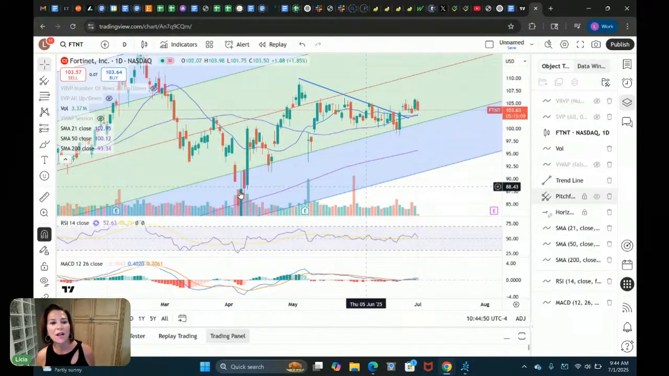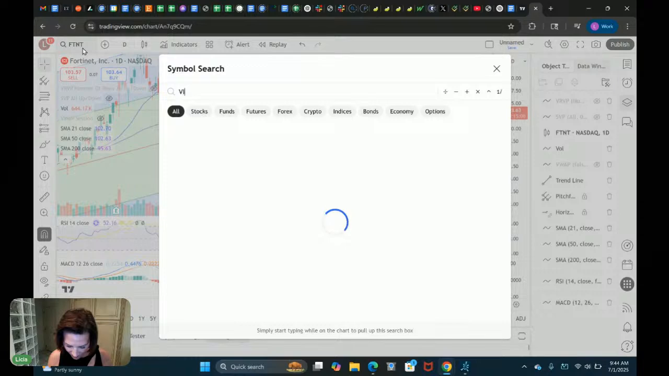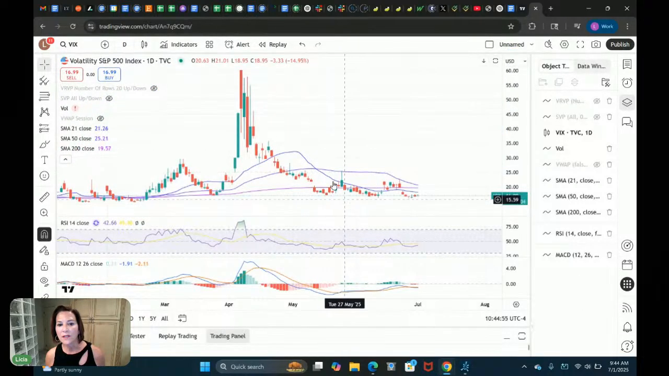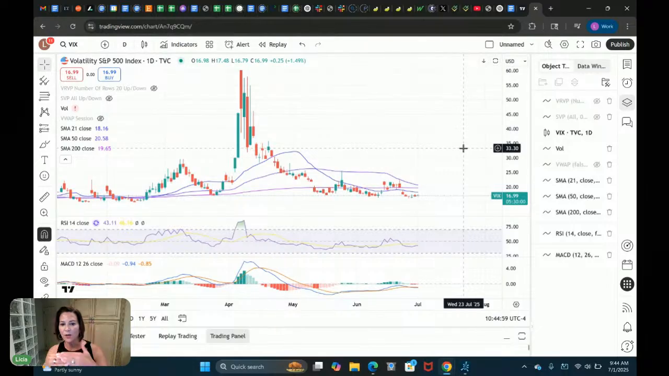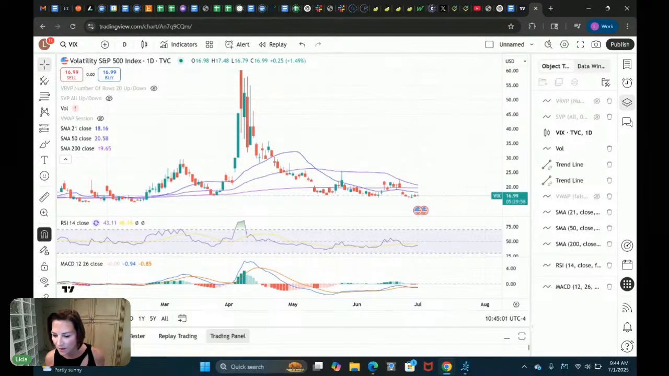Would you use a pitchfork on VIX? VIX is a different animal. I would not. VIX is a median. VIX is a measure of volatility. It has a median level it always comes back to. So no, you just don't chart VIX. Okay. Thanks, everyone.